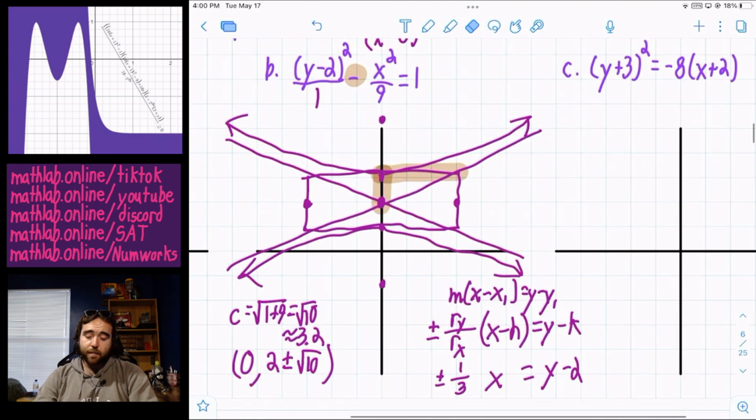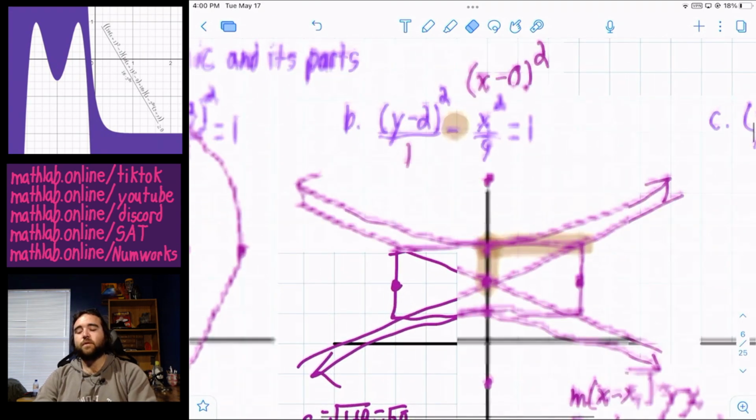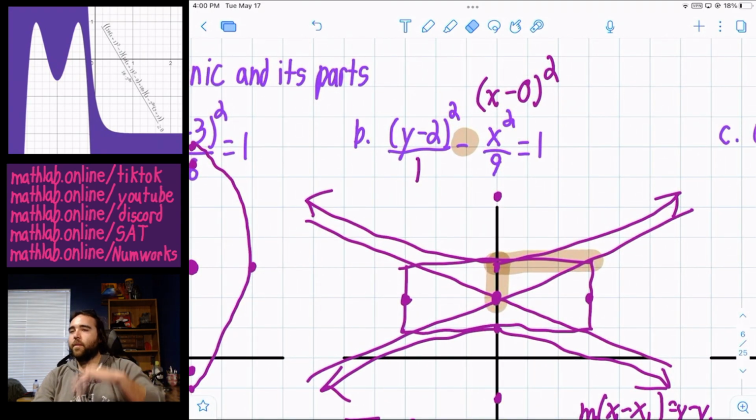And that's everything for a hyperbola. Just remember which way it opens. If it's y squared minus x squared, that means it's up and down. If it's x squared minus y squared, that means it's side to side.